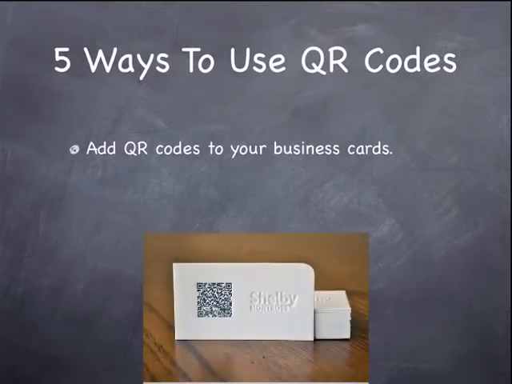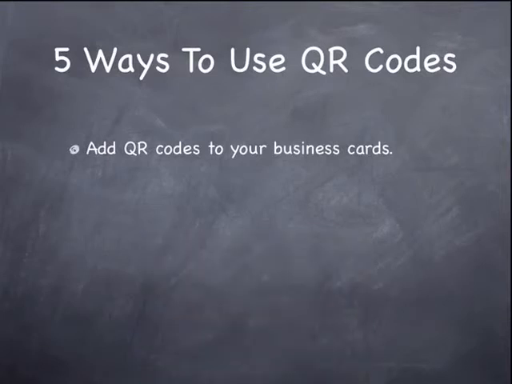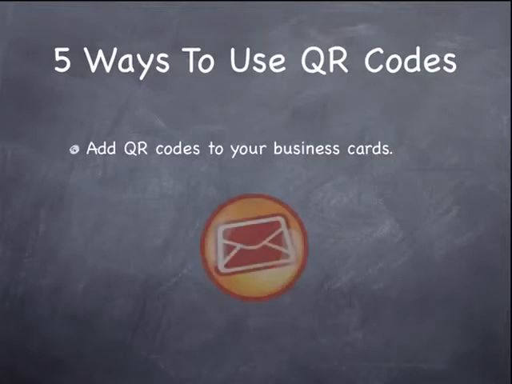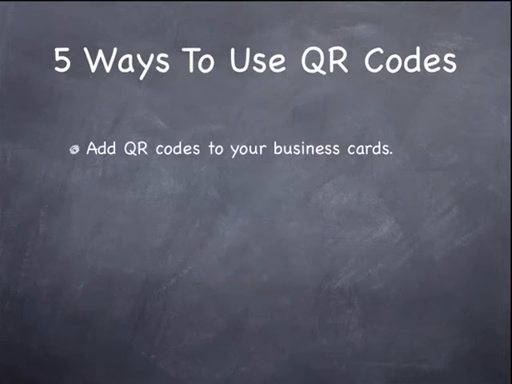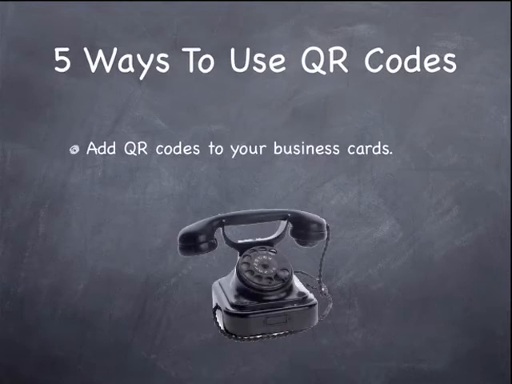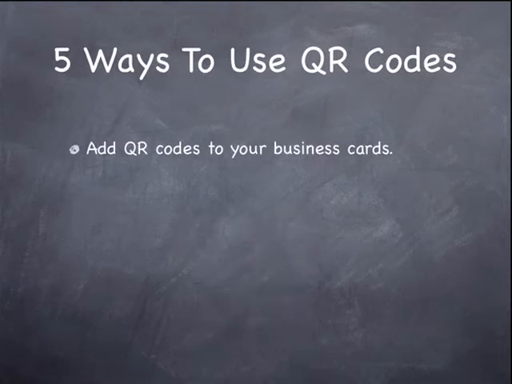You can add your QR code to your business card. Now, you can choose what kind of code. If your preferred way for people to get hold of you is by email, you might put your email address into the QR code, and that's what you put on your business card. If you preferred people to call you by phone, you would put the telephone number, or perhaps you put all your contact information in that particular QR code.